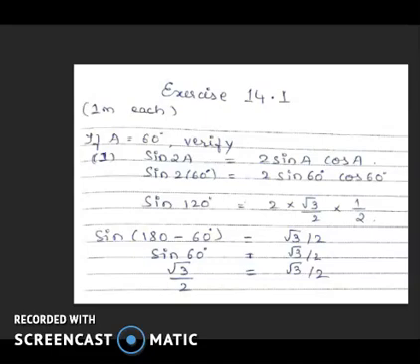Now, this is one property, students. Sin of 180 minus any angle can be equated to sin of the respective angle. So here it becomes sin of 60 degree with plus sign, which is equal to root 3 by 2. Now, sin 60 is again root 3 by 2. So, LHS here is equal to RHS.